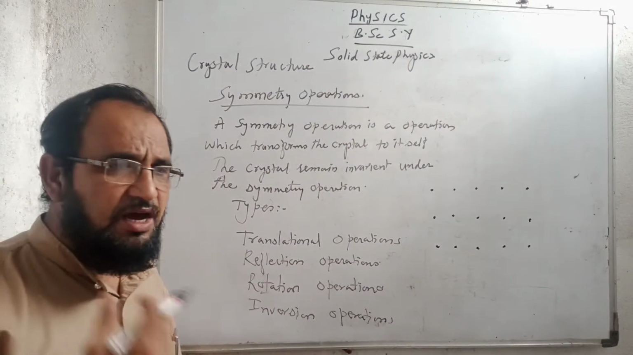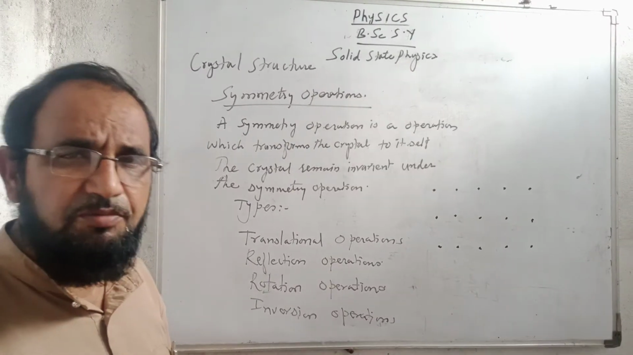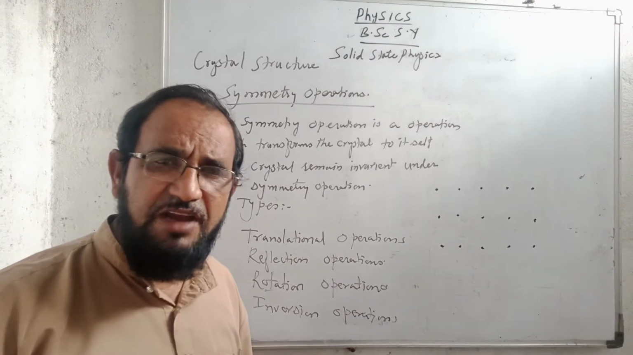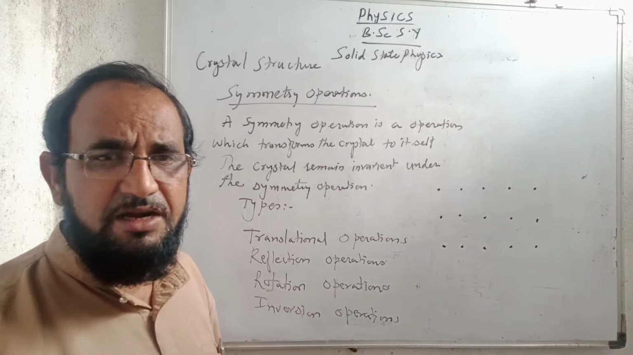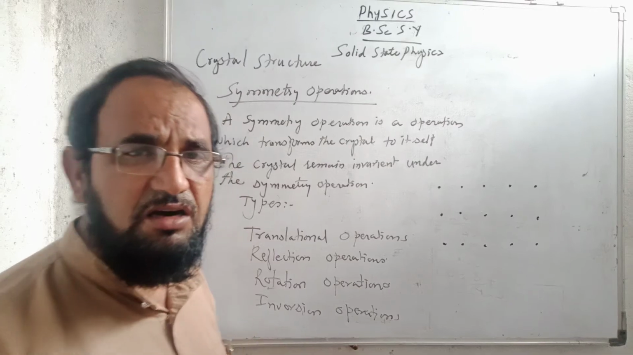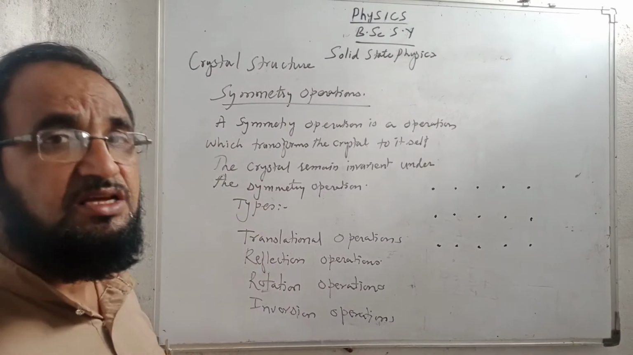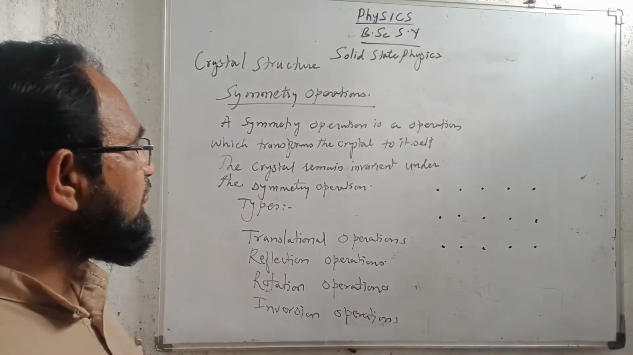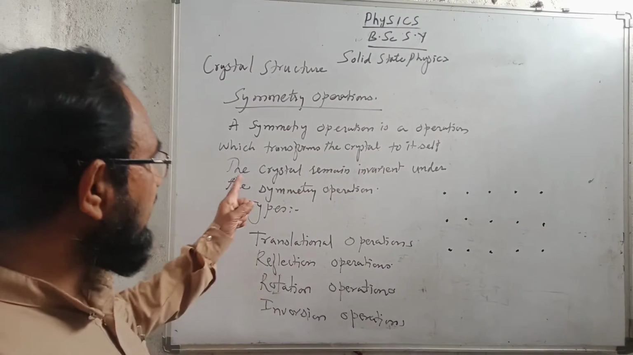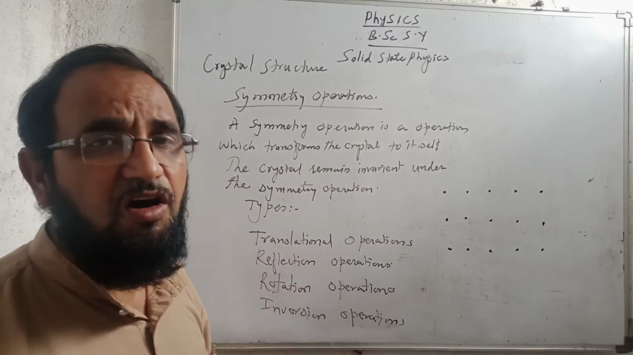So when we apply a symmetry operation, for example a translational operation, rotational operation, inversion operation or reflection operation, so that the crystal remains invariant, such operations are called symmetry operations. So we can define a symmetry operation as an operation which transforms the crystal to itself. The crystal should remain invariant under the symmetry operations.